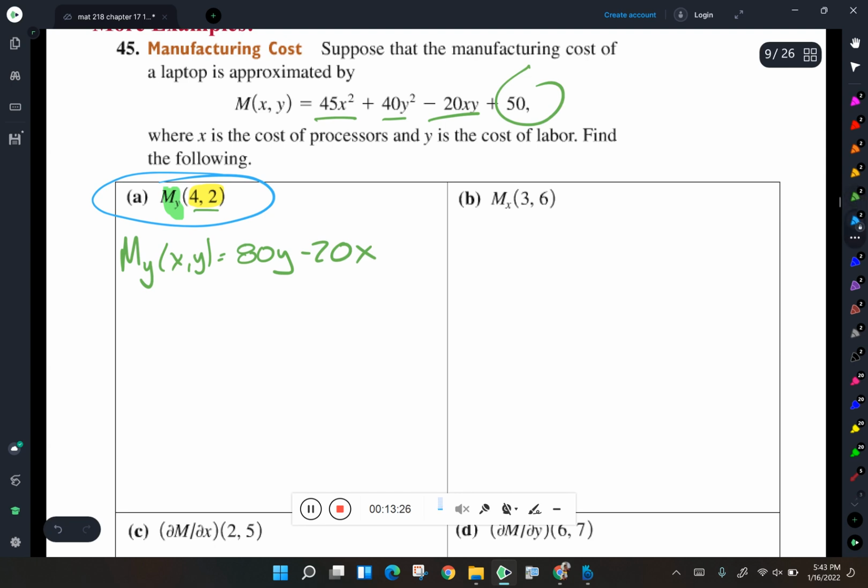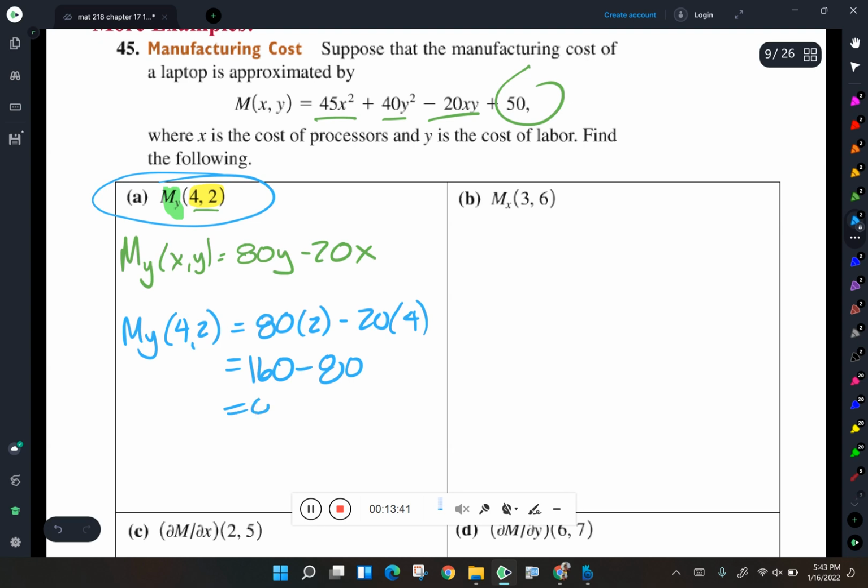And there we go, there's my first partial derivative, but I'm not done yet because now I have to evaluate it at 4,2. So m sub y of 4,2 now means 80 times 2 minus 20 times 4, 160 minus 80, 80. Now I have no idea what that means, but I did it. I know that the partial derivative with respect to y evaluated at the point 4,2 is 80, positive 80, but I'm not sure what it really means yet. We'll get to that later in the section.